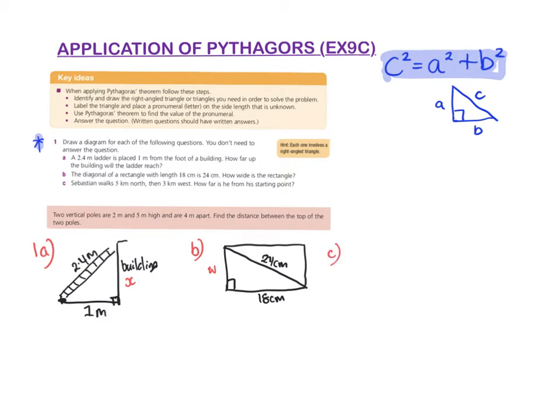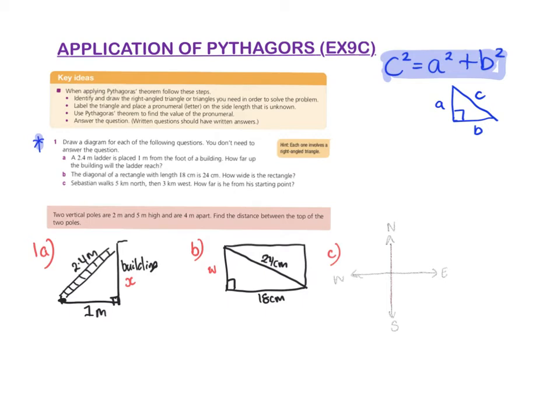And C, Sebastian walks 5 kilometres north, then 3 kilometres west. How far is he from his starting point? When you have these ones, I'm just going to draw lightly a little compass here. When we start talking about walking, here's my little compass, north, south, there's east, and there's west. So draw a little light compass and then do what he says.